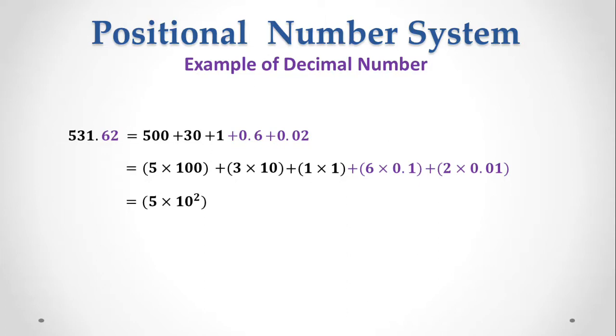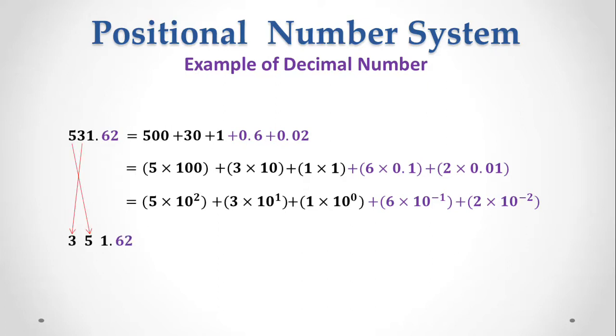Further, we can rearrange the expression. 5 can be represented as 5 times 10 to the power of 2, 3 times 10 to the power of 1, and 1 times 10 to the power of 0, and the fraction part 6 times 10 to the power of minus 1, and 2 times 10 to the power of minus 2. If 5 and 3 are interchanged, then 3 would be weighted by 100 and 5 by 10. Hence, the weighting factor is totally determined by the location of the symbol.